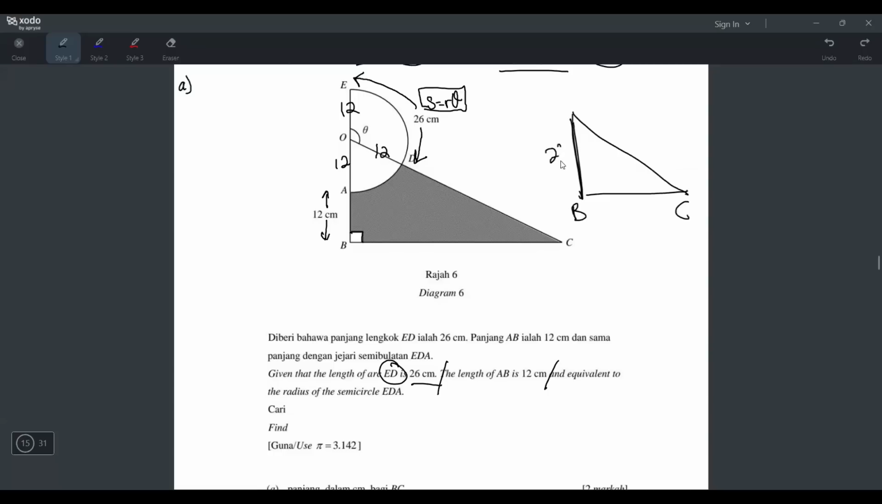12 plus 12 is 24. And here is 90 degree, right? So I want to find this line, right? But I will not use Pythagoras theorem because I don't have this panjang right here. This panjang is like 12, and then this panjang, I don't think you can find it, right? And they never give, right? So that's why I give up using the Pythagoras theorem.